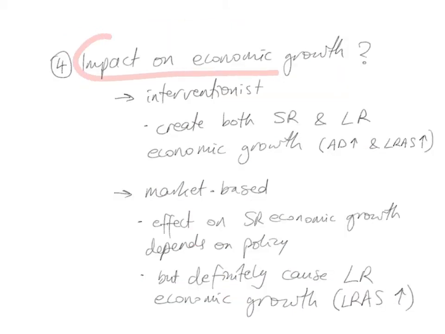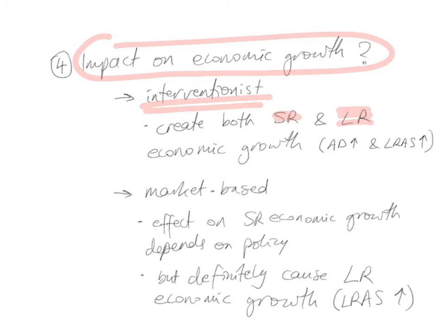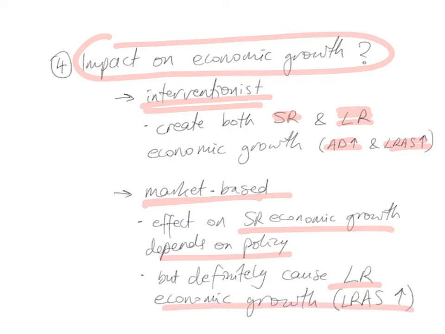In terms of impact on economic growth, interventionist supply-side policies will create both short-run and long-run economic growth, because aggregate demand increases in the short run, so that's short-run economic growth, and LRAS increases in the long run. For market-based policies, the effect on short-run economic growth will depend on the policy, but they definitely cause long-run economic growth. Why? Because the LRAS curve will shift to the right. So, supply-side policies will definitely cause long-run economic growth. Whether they cause short-run economic growth or not will depend on the policy itself.